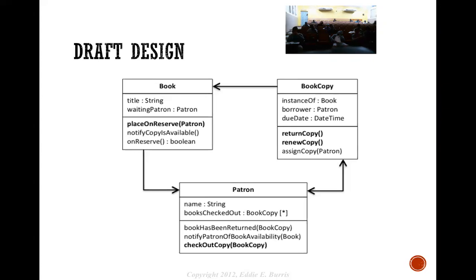Book copy has an instance of book. So in other words, a book copy references a particular book. Everybody seen that? The relationship, that's the arrow that goes from book copy to book, is telling you that book is an attribute. There is an attribute of type book inside of book copy and so on. So there's some relationships between all the elements in this domain.